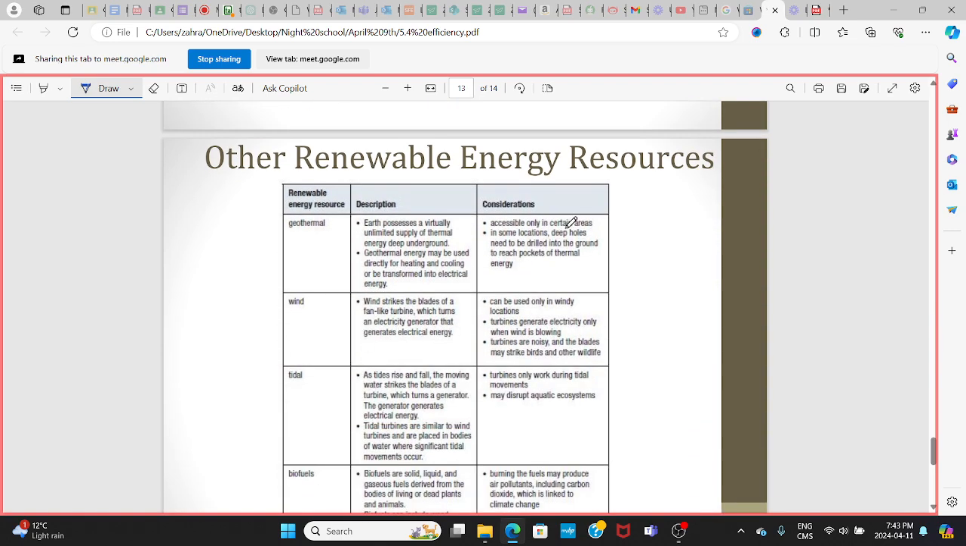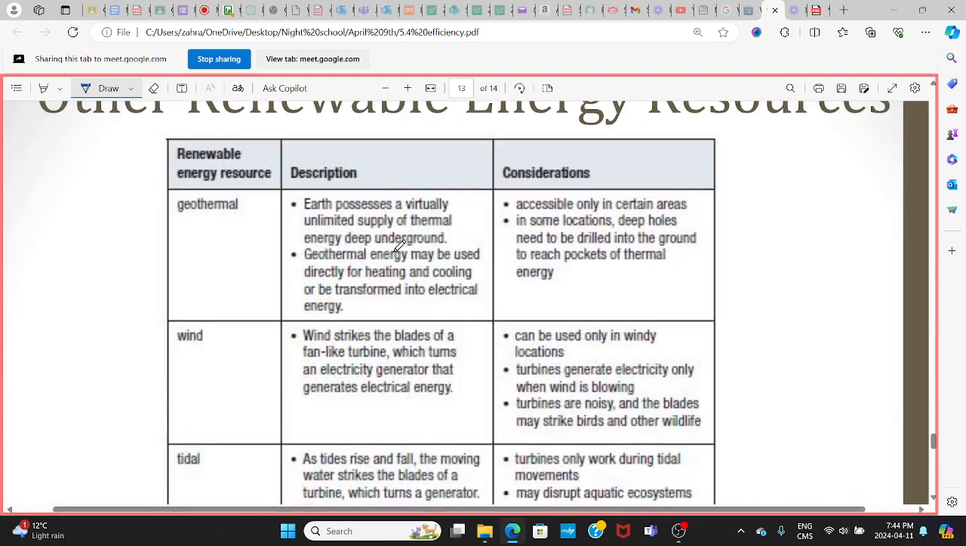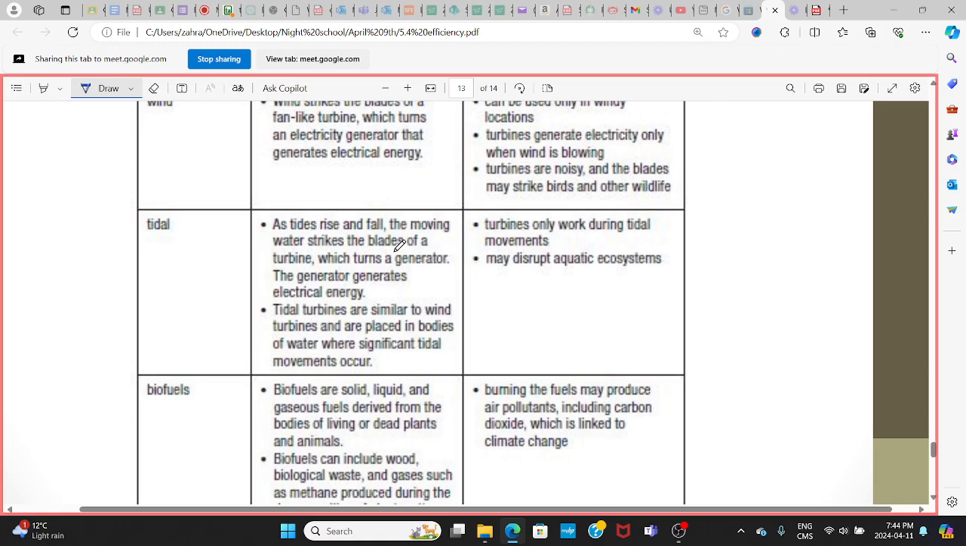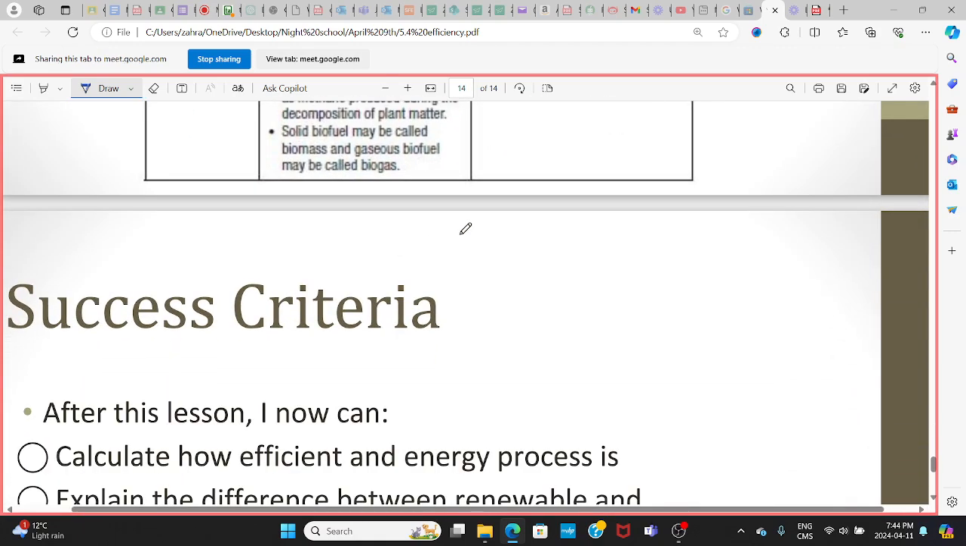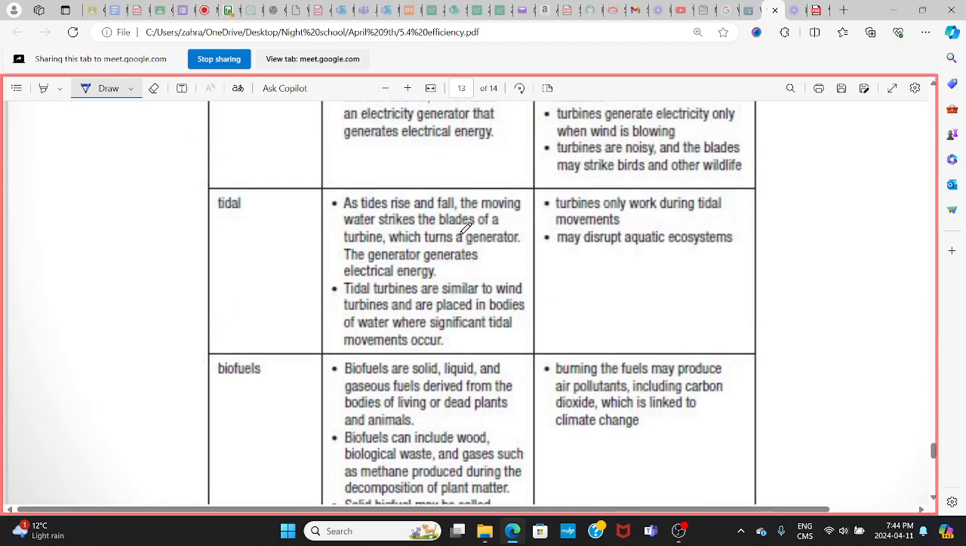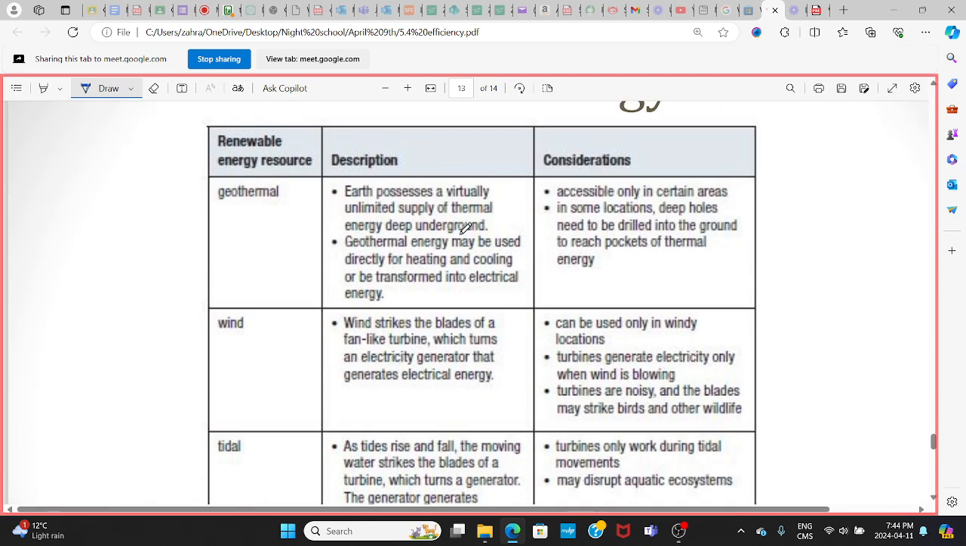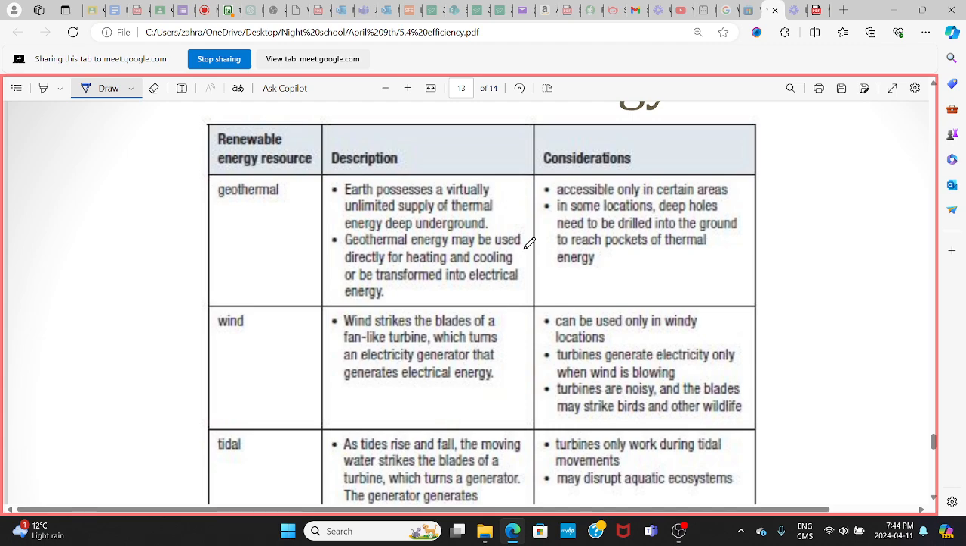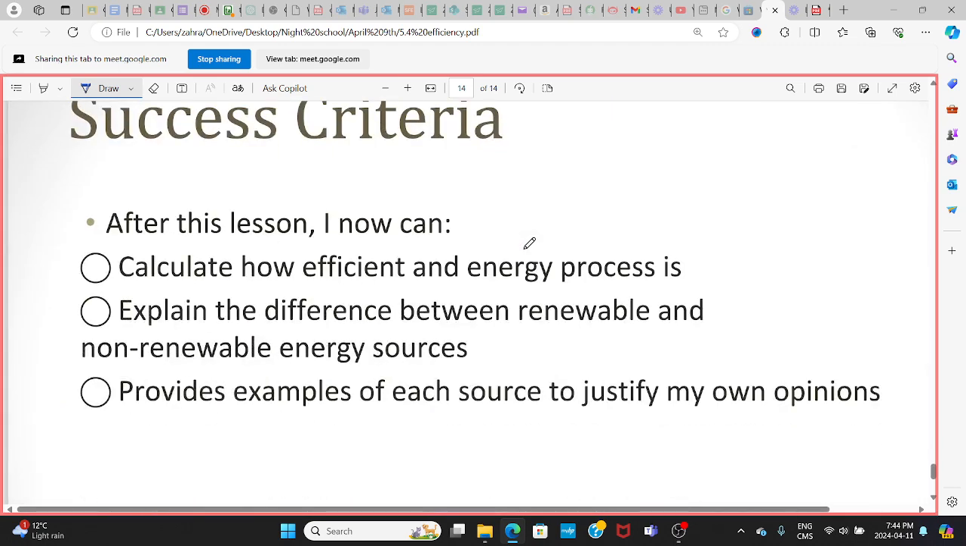Other renewable energy resources. So I'm encouraging you guys to read this one and let me know if you have any questions. This is going to be a self-study, that part, that table. I'm not going to read that.